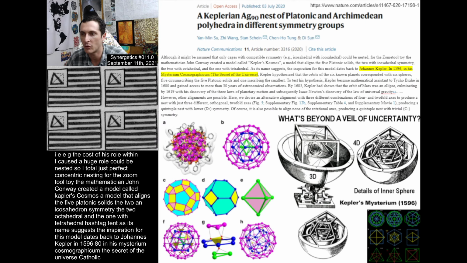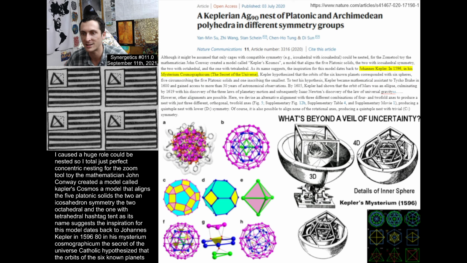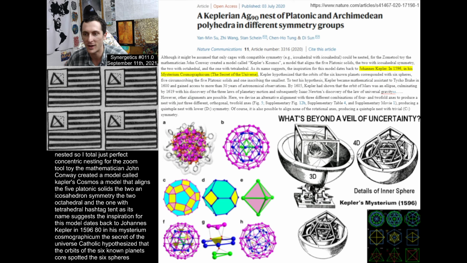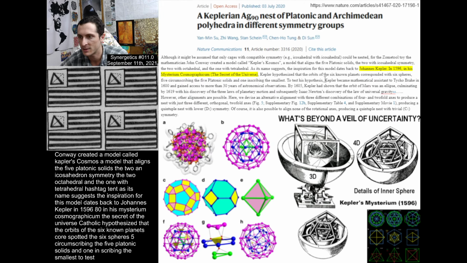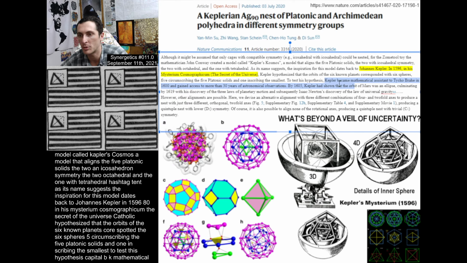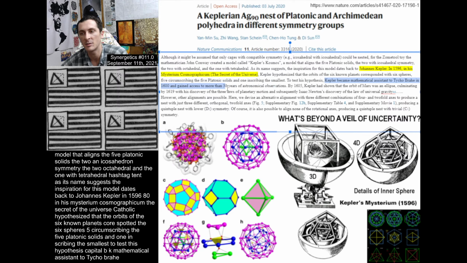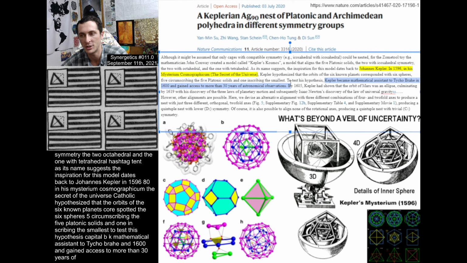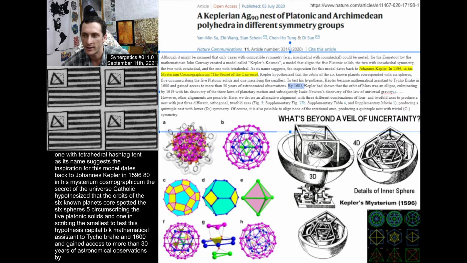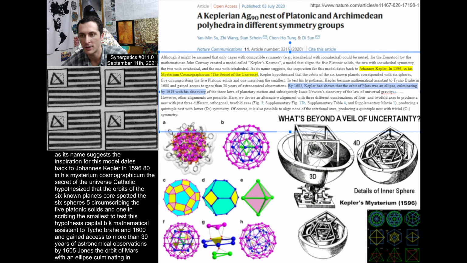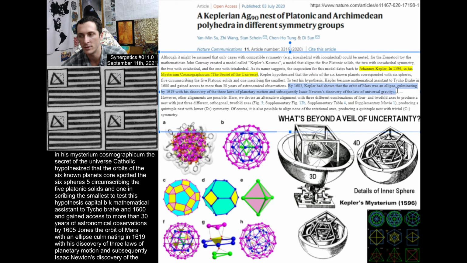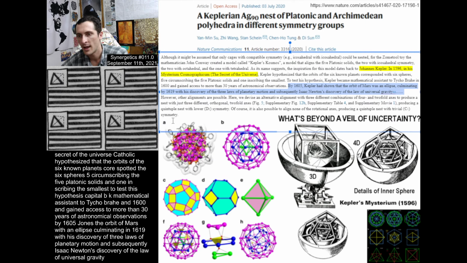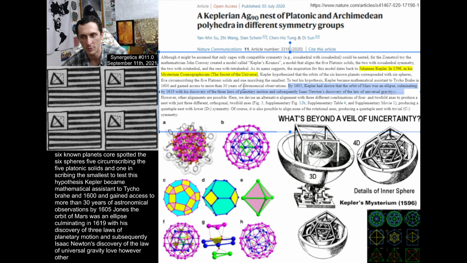Kepler hypothesized that the orbits of the 6 known planets corresponded with 6 spheres, 5 circumscribing the 5 Platonic solids and 1 inscribing the smallest. To test this hypothesis, Kepler became mathematical assistant to Tycho Brahe in 1600 and gained access to more than 30 years of astronomical observations. By 1605, Kepler had shown that the orbit of Mars was an ellipse, culminating in 1619 with his discovery of the three laws of planetary motion, and subsequently Isaac Newton's discovery of the law of universal gravity, love. However, other alignments are possible.